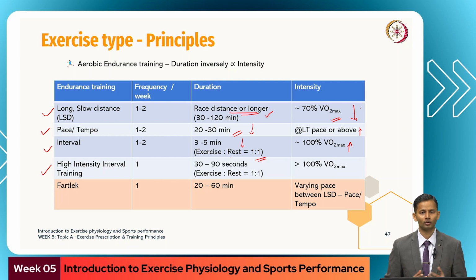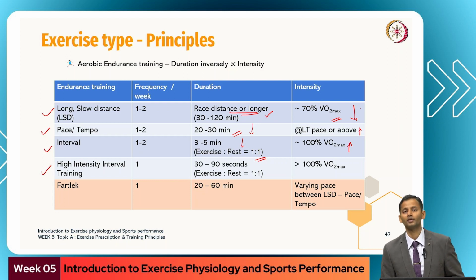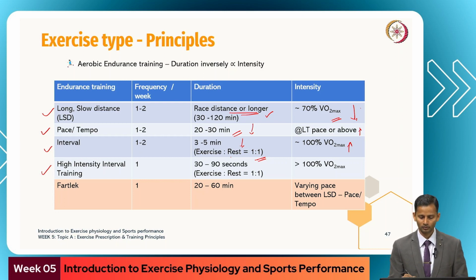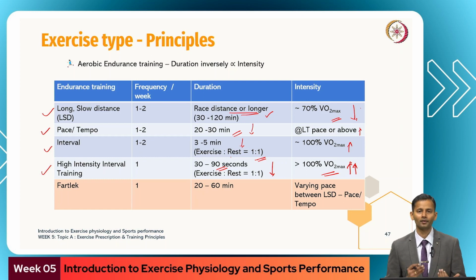kind of workout to increase the endurance adaptations, the high intensity interval training, where the exercise duration is only 30 to 90 seconds with a rest period of 1:1, but the effort here is very high, supra maximal, more than your previous 100% of VO2 max. So you are giving more effort, the intensity is very high here, so accordingly the duration is very less, in seconds. So that's how you modulate your exercise training based on the duration and intensity in case of endurance training.